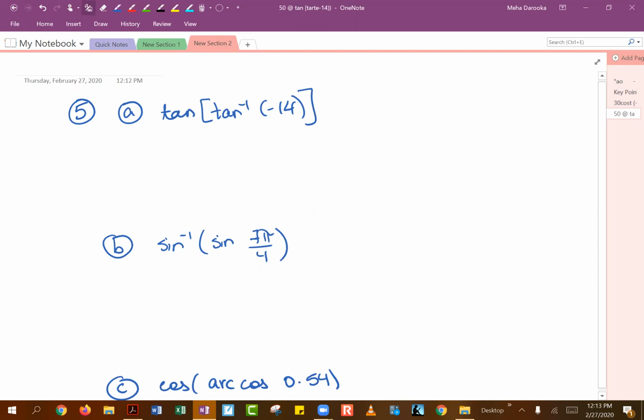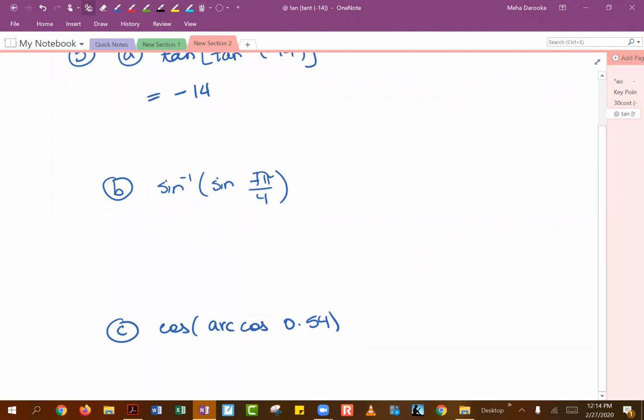The first thing you are looking at is for the inside function, like tangent inverse of negative 14, is it going to be in the domain of the tangent inverse function? And then the answer you get, is that going to be in the range of the tangent function? So Ezra, what did you say for part A? I said that it was going to be negative 14 because the domain is negative infinity to positive infinity. Yeah, very good. Tangent inverse has a domain of negative to positive infinity, which then becomes the range of the tangent function, right? So these will follow the rule, and you will be able to get negative 14.